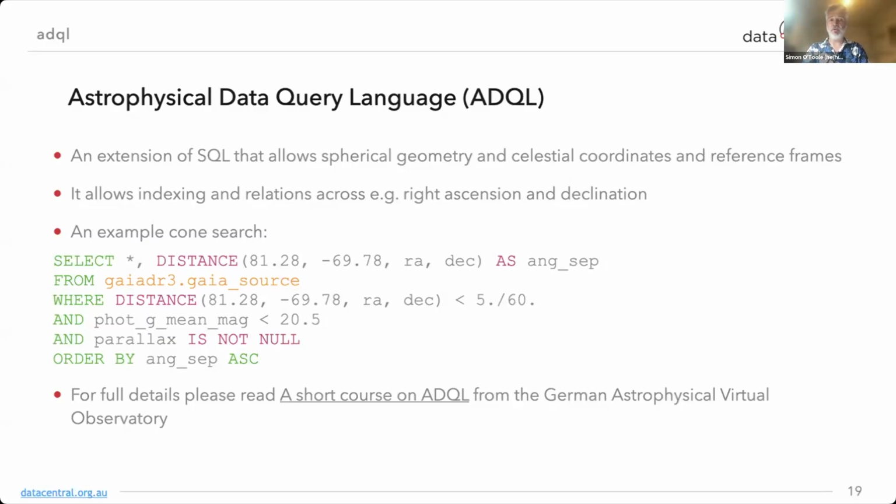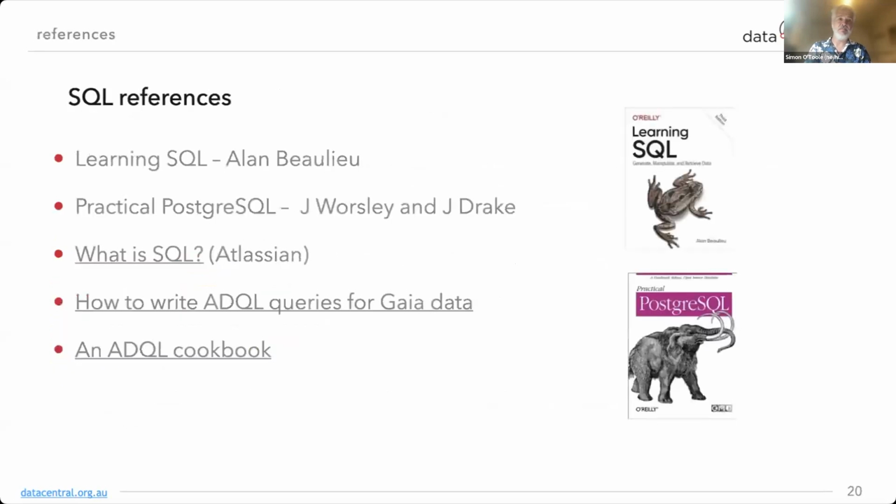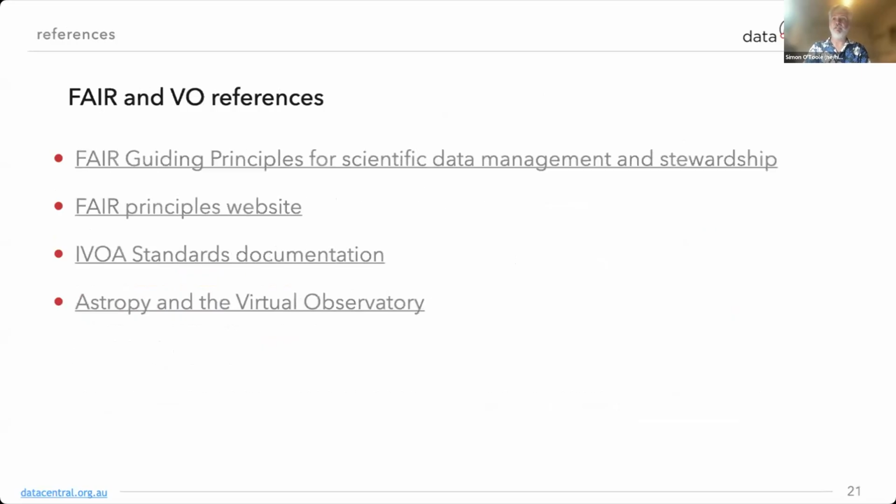I recommend you have a look at the short course on ADQL put together by the German Astrophysical Virtual Observatory. It's a fabulous resource if you want to really get into some of these more complex queries. And then I provide some other references for SQL and how to write ADQL queries for Gaia data, and then a cookbook as well. So please have a look at these later. As I said, this is such a big field, I don't have time to go into all of the details. And there are some further references as well, on how AstroPy and the Virtual Observatory have very strong connections.